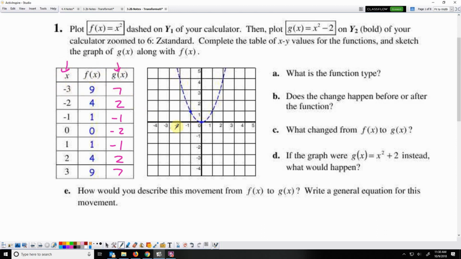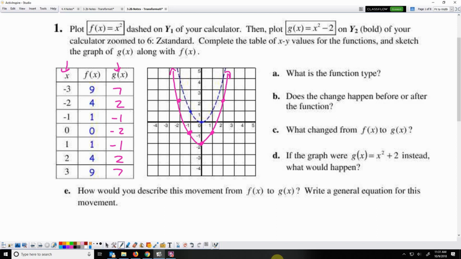So negative 3, 7, and that's not actually going to fit on here. Negative 2, 2. Negative 1, negative 1. 0, negative 2. 1, negative 1. And 2, 2 is what will fit. So it looks like this.